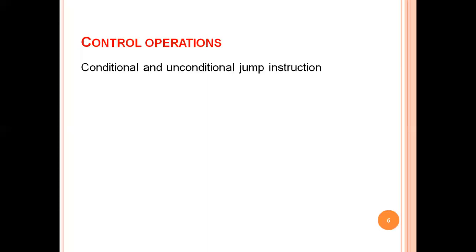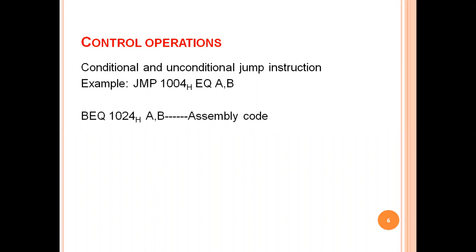Clear? So this is called the unconditional jump instruction, but be very careful, this type of instruction may bring the computer to a halt because it may go to the infinite loop, because you have not given any condition. Clear? So in the assembly level language, here also we use the different types of conditional and unconditional jump instruction.